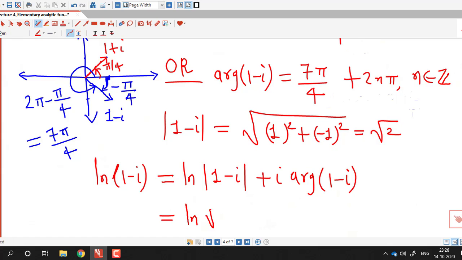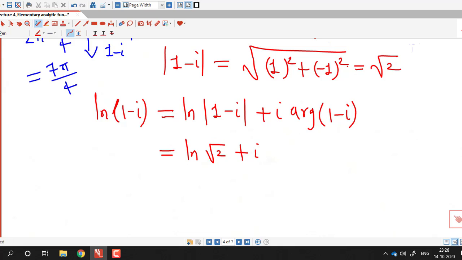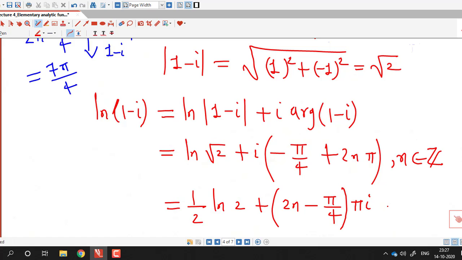So the absolute value is under root 2, and here we can use any of these two: minus pi by 4 plus 2n pi or 7 pi by 4 plus 2n pi. So I am writing minus pi by 4 plus 2n pi, n belongs to Z, and this we can rewrite as 1 by 2 log 2. We can take pi common, so this we can rewrite as 2n minus 1 by 4 multiplied with pi into I, n belongs to Z.